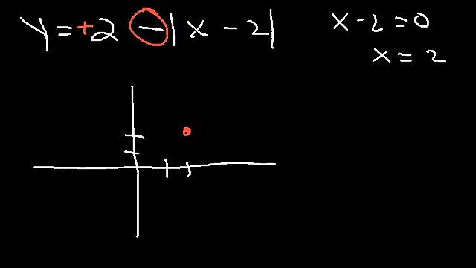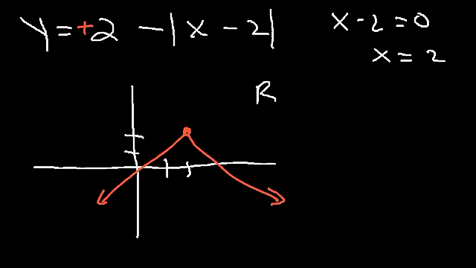But notice that we have a negative sign in front of the absolute value function. So instead of opening in the upward direction, it's going to open downward. So it's going to look like this. The domain will be the same. It's going to be from negative infinity to infinity. But for the range, we can see that the lowest y value is negative infinity and the highest is 2. So it's going to be from negative infinity to 2.